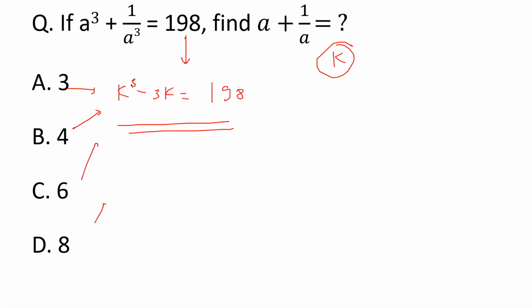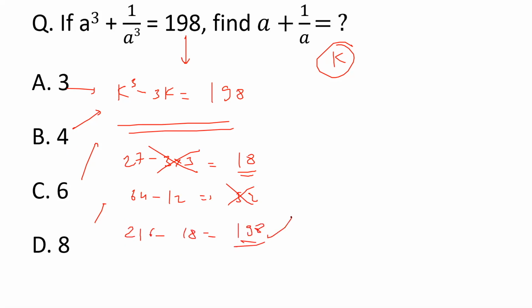If you put k equal to 3 here, 3 cube is nothing but 27 minus 3k. 3 into 3 will be 9. It's not 198. It's equal to 18, right? Okay. If you put k equals to 4 here, 4 cube is 64 minus 3 4s are 12. This is 52, not equal to 198. If you put k equal to 6, 6 cube is nothing but 216 minus 3 6s is 18, which is nothing but 198. It's what you observe, right? And what you want. This is option C.